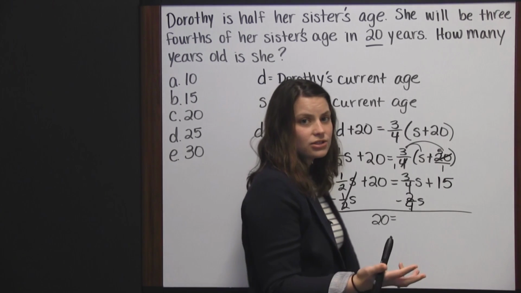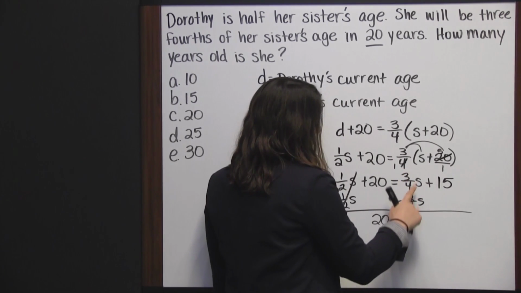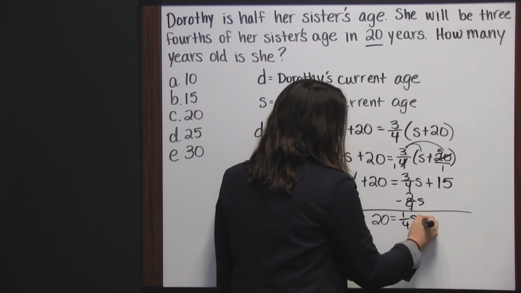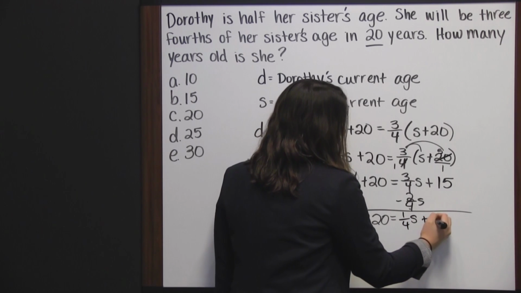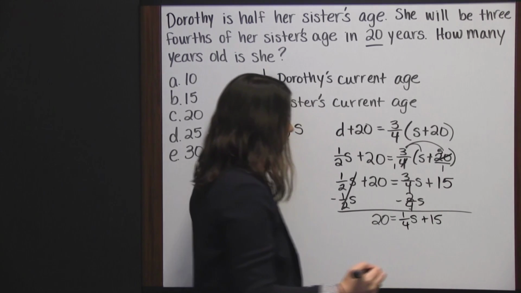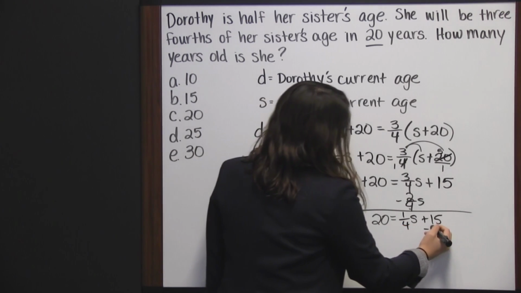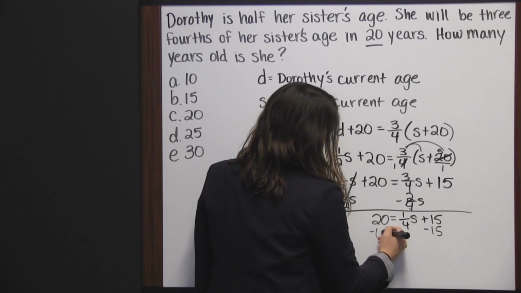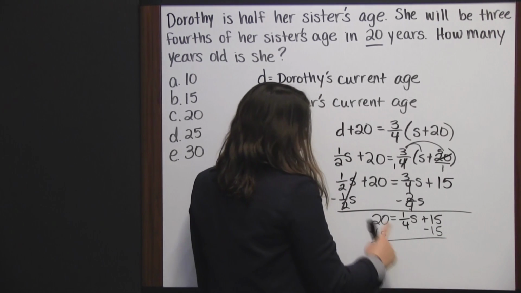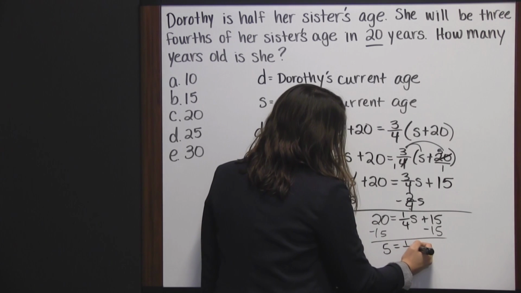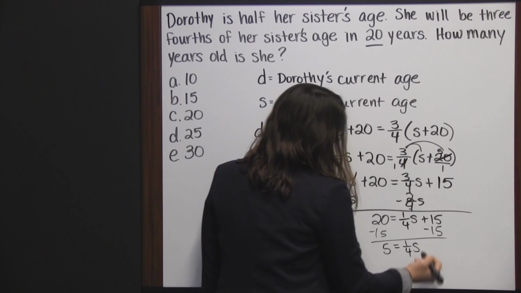And then when I subtract, you just subtract the numerators. 3 minus 2 is 1, and your denominators stay the same, 1/4 s, plus 15. Next, I need to subtract 15 from both sides. 20 minus 15 is 5, and 5 is 1/4 of the sister's age.